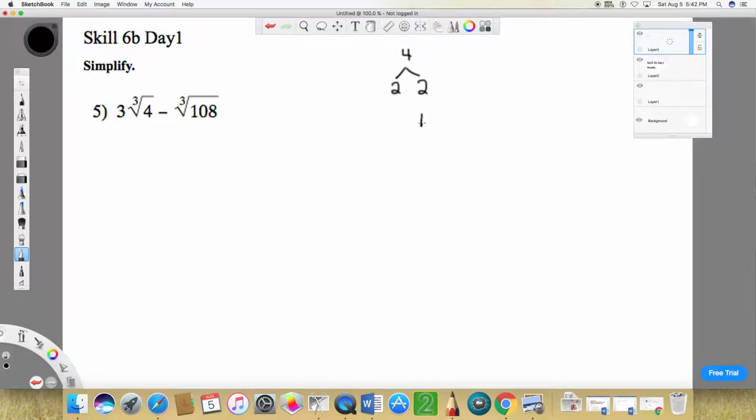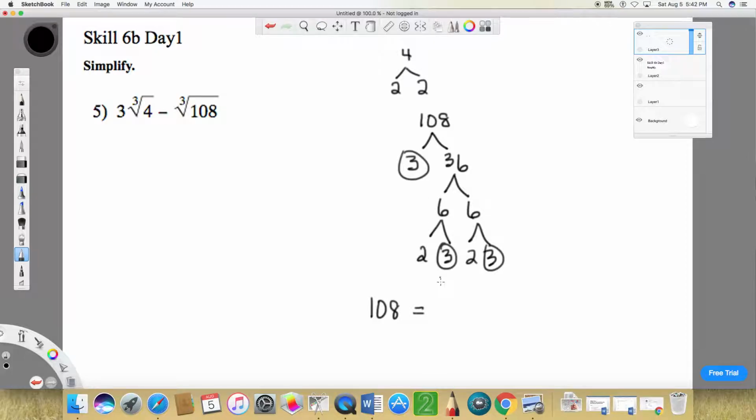But what about 108? 108 is divisible by 3, and then 36 is 6 times 6, and this is 2 times 3, and this is 2 times 3. So I do see that I have one group of 3 factors. So I can take this 108 and write it as 3 raised to the third power times 2 squared.